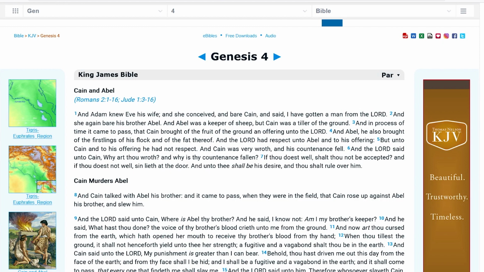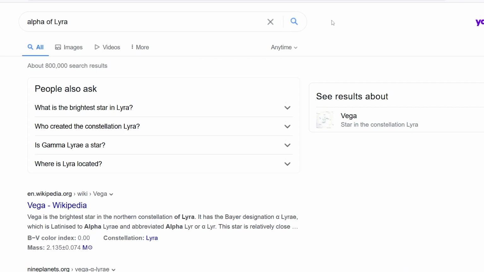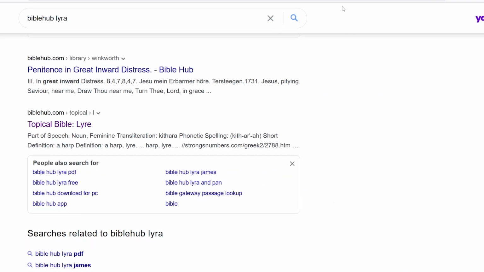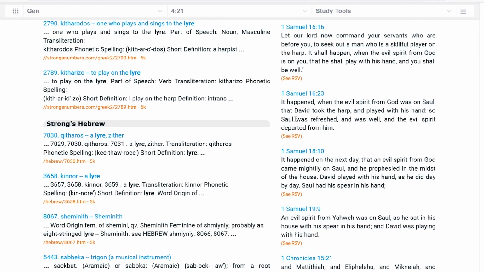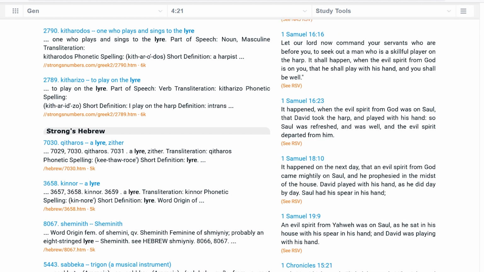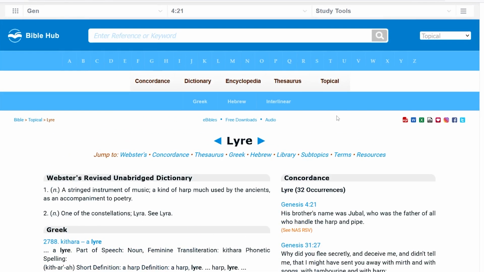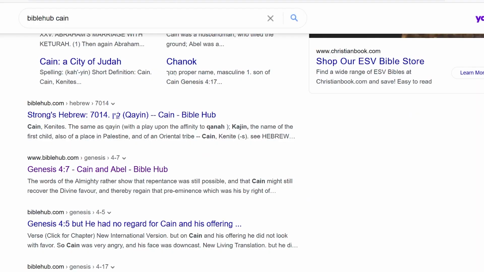Okay. All right, let's keep going. Where am I at? Let's see. There's that Lyra. There's David right here. If you go right here, David took the harp, played by hand, so the soul was refreshed and was well, and the evil spirit departed from him. So, check that out.